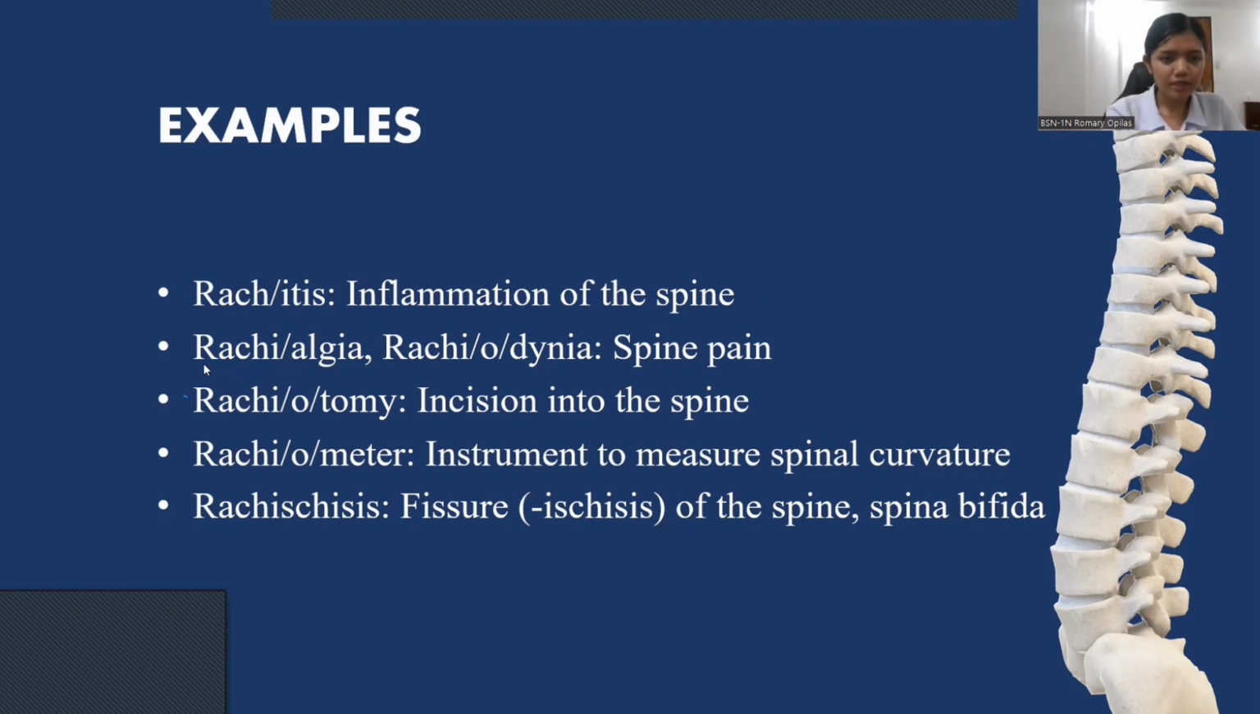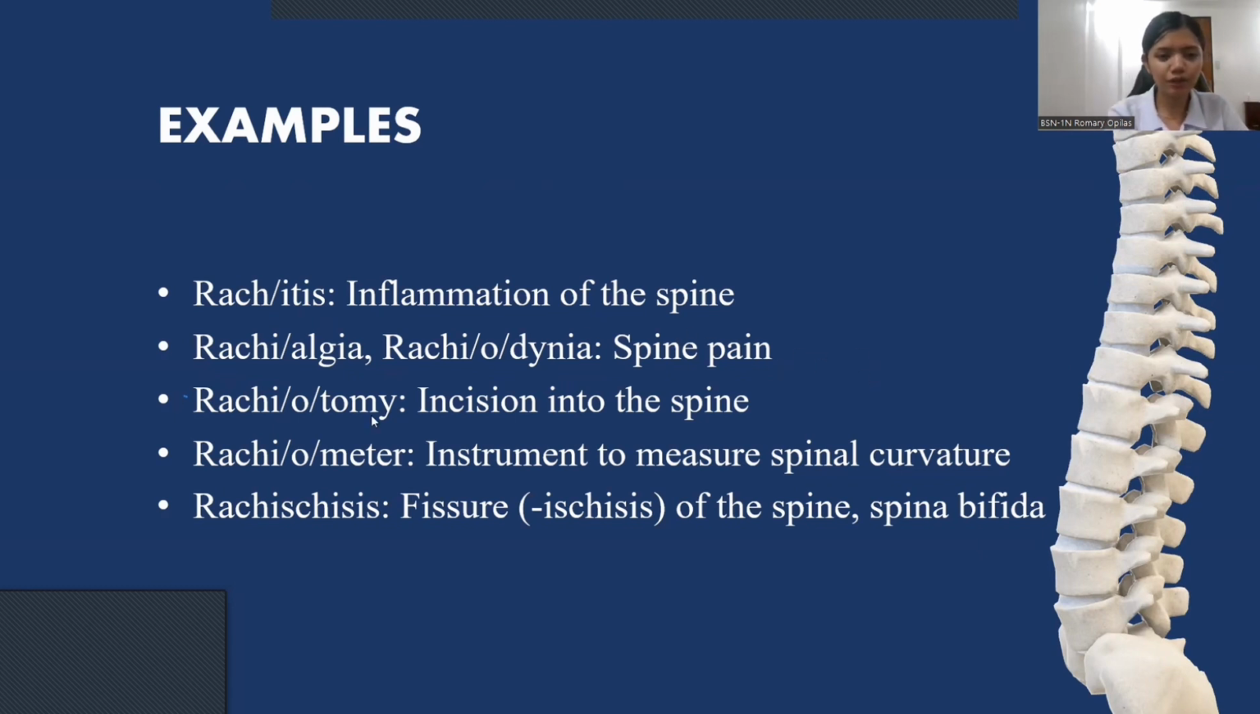So next is the rachialgia or rachiodynia. Algia means pain or ache, and the dynia means pain din lang. Magkaparehas lang sila. So if we combine it together, rachialgia or rachiodynia means spine pain, or pain in the spine.